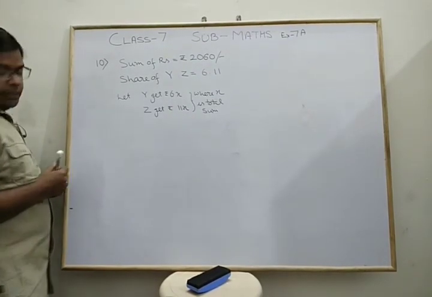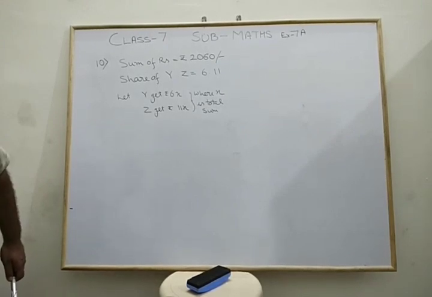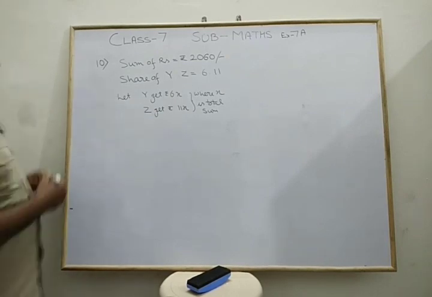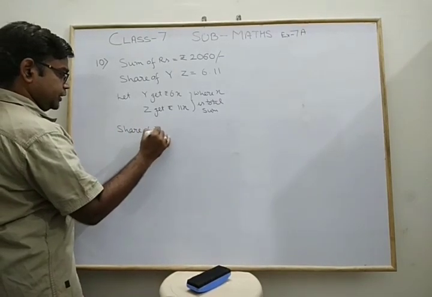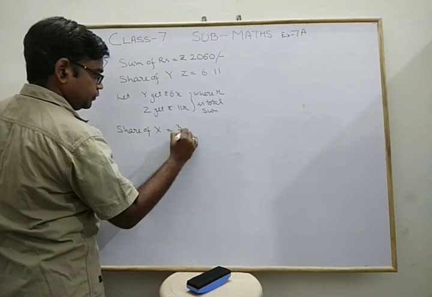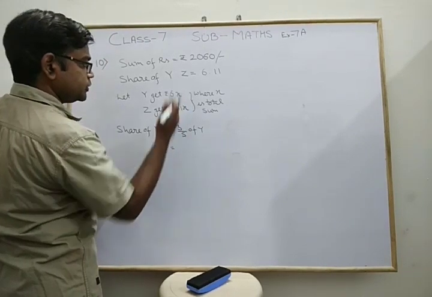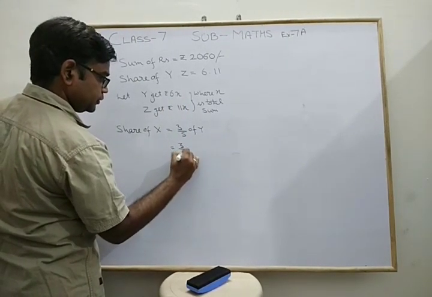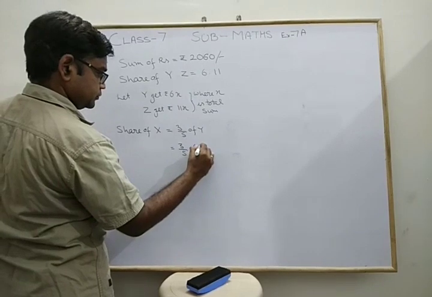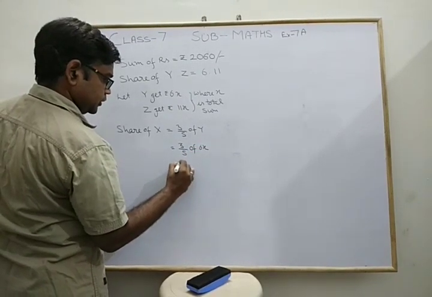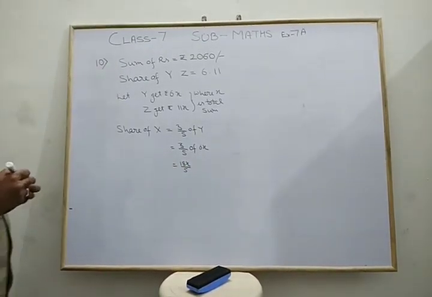Then the second part says that x gets 3/5 of what y gets. So according to the question, the share of x equals 3/5 of y. What is the amount of y we assumed? 6x. So 3/5 of 6x is 18x upon 5. This is the share of x.